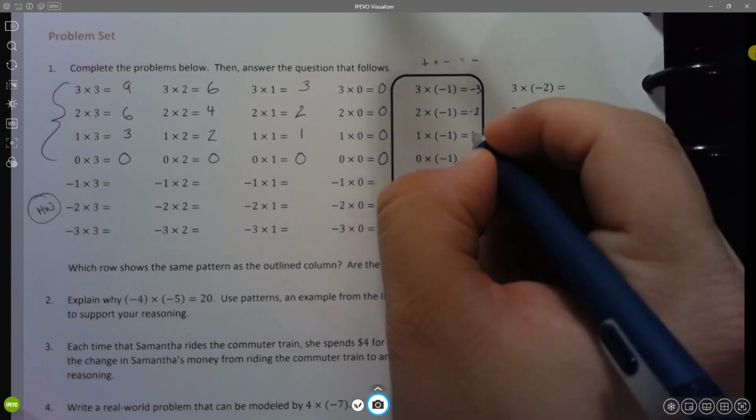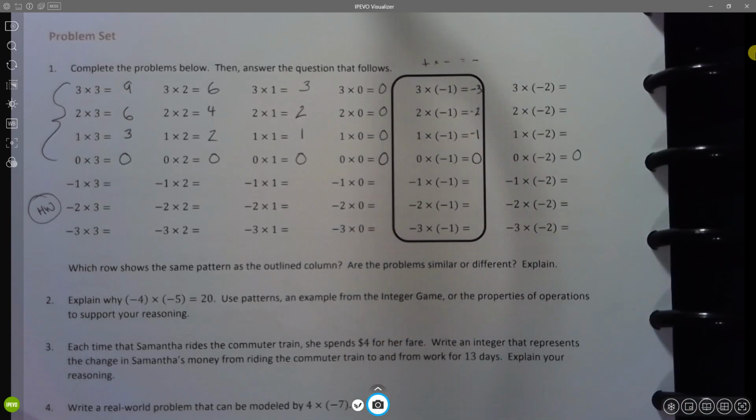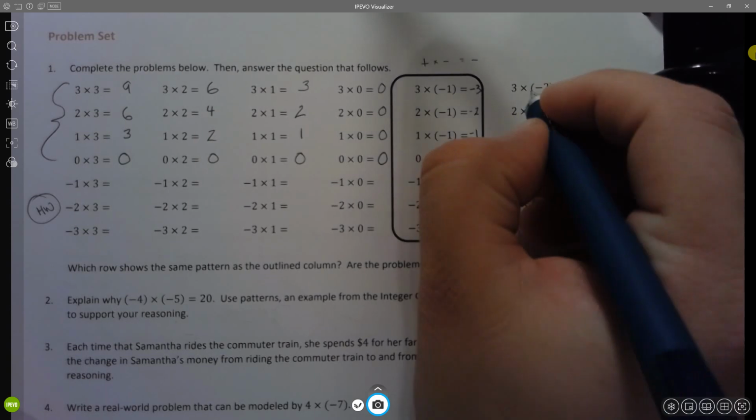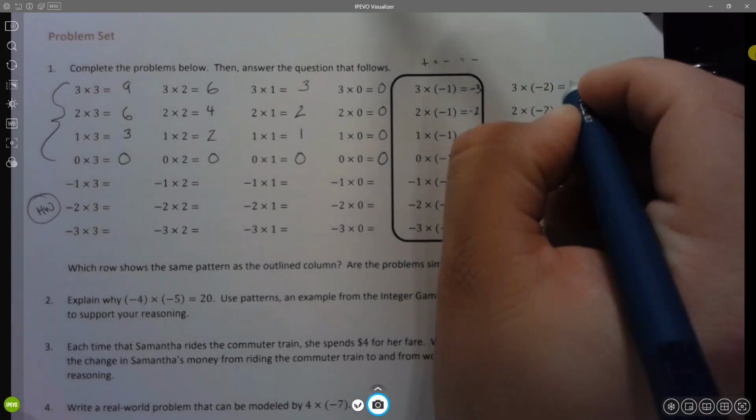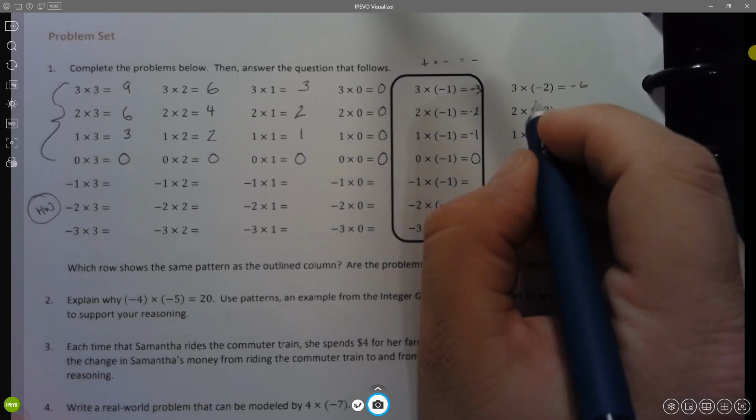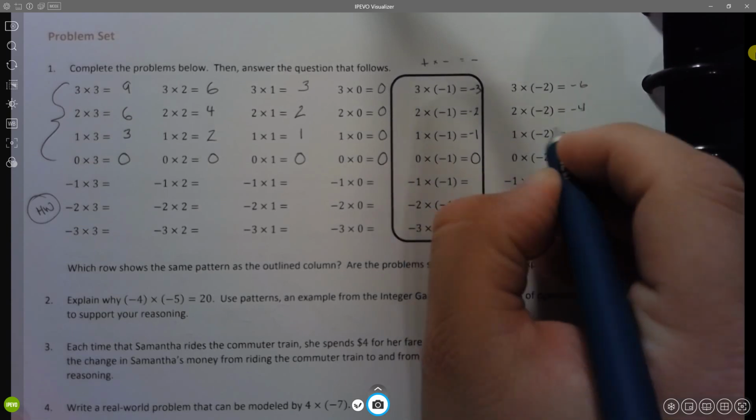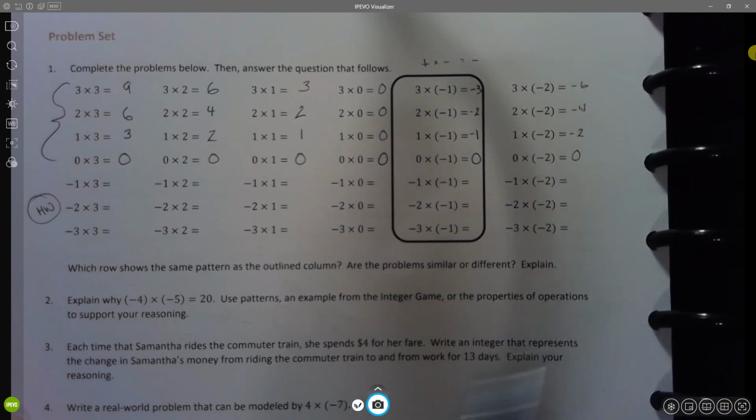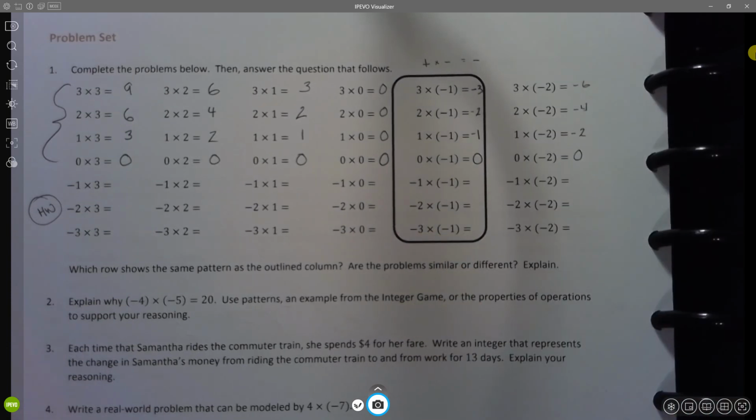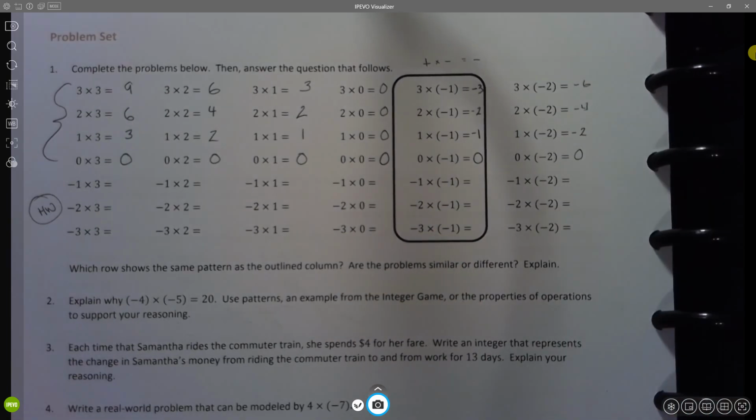1 times a negative 1 would give me a negative 1. 3 times a negative 2 would give me a negative 6. 2 times a negative 2 would give me a negative 4. 1 times a negative 2 would give me a negative 2. All right. I want you to finish filling out the rest of those, okay?